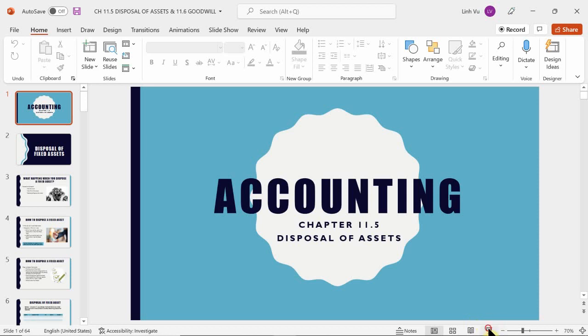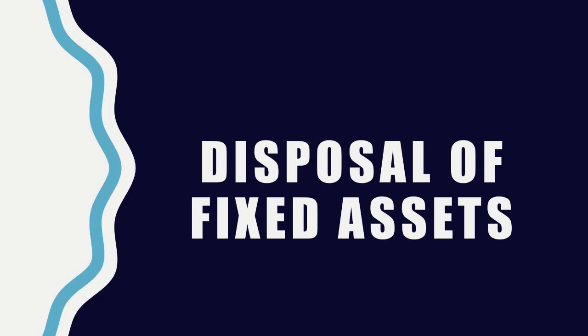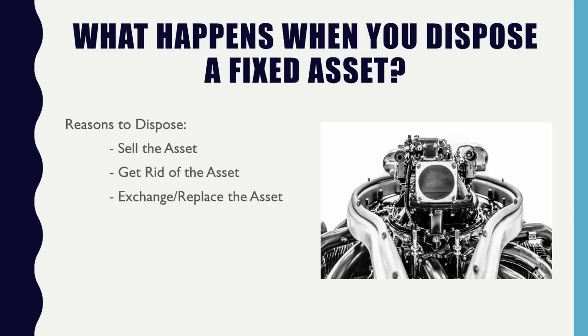All right, so chapter 11.5 is going to be the disposal of fixed assets, especially what do we do with them when we don't need them around anymore or we need to just dispose of them, right? Well, when you need to get rid of them, there are a few things you can do. You can either sell the asset, you could just simply get rid of it, or you can exchange or replace the items. So those are the three ways that you can get rid of your items off your list.